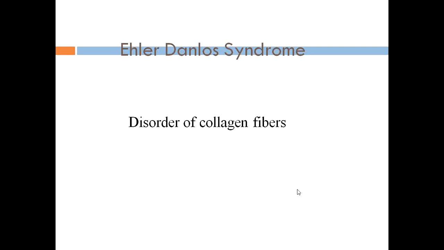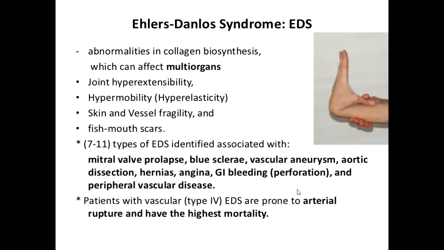Ehlers-Danlos Syndrome, that is a disorder of collagen fibers. Abnormalities in collagen biosynthesis which affect multiple organs. Clinical manifestations are joint hyperextensibility, hypermobility, skin and vessel fragility, and fish mouth. 7 to 11 types are identified. They present with mitral valve prolapse, blue sclera, vascular aneurysm, aortic dissection, hernias, and others. Patients with type 4 are prone to arterial rupture and have the highest mortality.